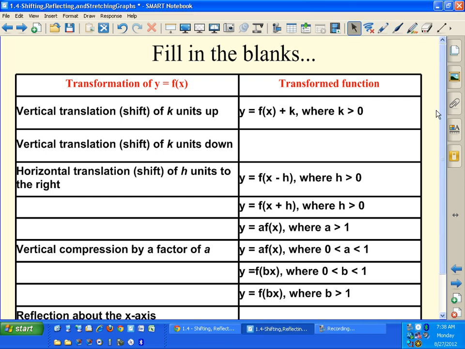Hello and welcome to section 1.4. This is all about the transformations of graphs and all the things that can happen to it. And so I thought we'd start with this table. You guys need to get this down, and I'll just kind of talk you through them as we go.